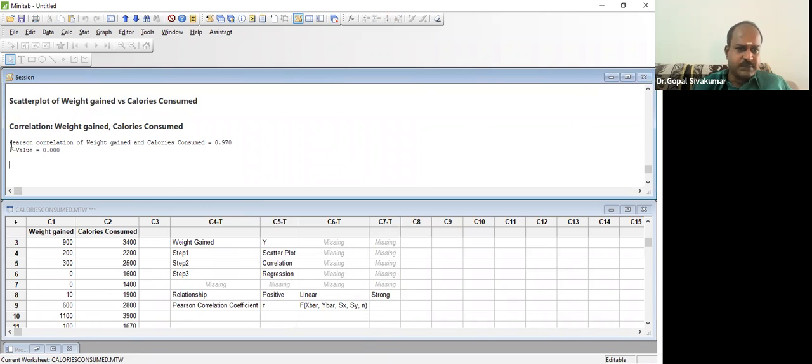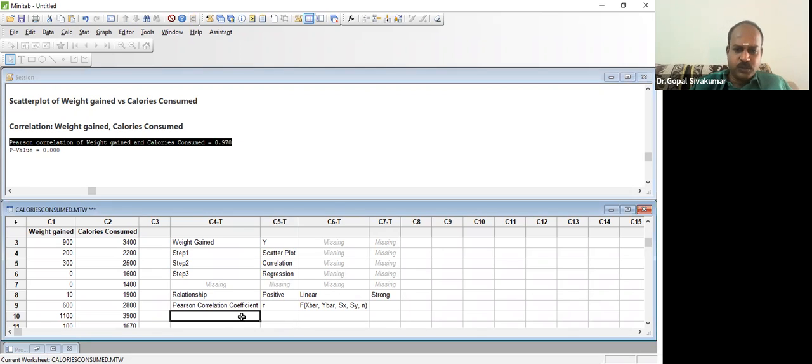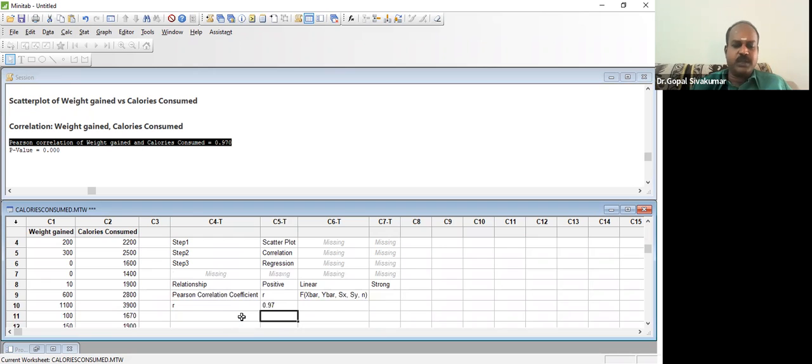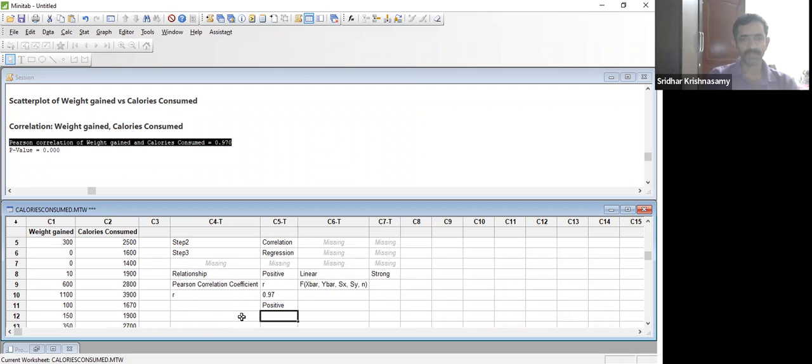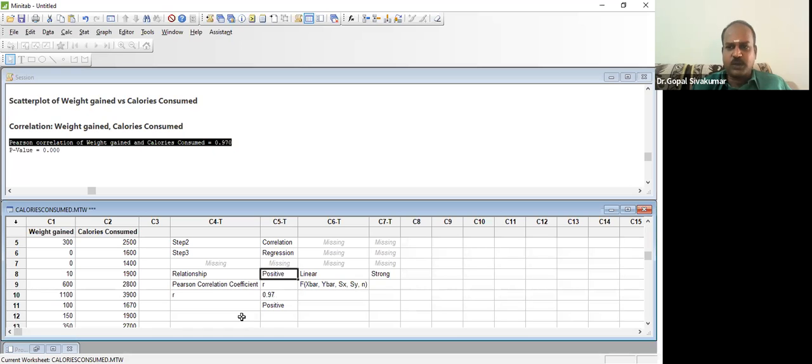And now what we understand here is the Pearson correlation of weight gain and calorie consumption is 0.97. So what we got is R equal to 0.97. Now tell me, this value 0.97, is it a positive value or a negative value? Positive value. So the relationship is positive, whatever conclusion you had already drawn using the scatter diagram. And the same conclusion you are able to draw.